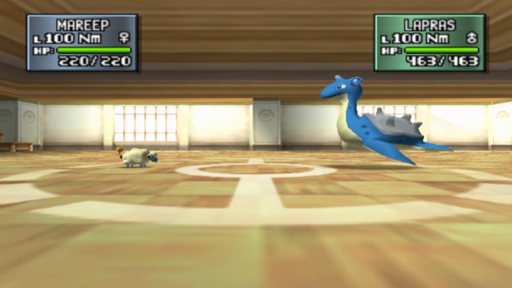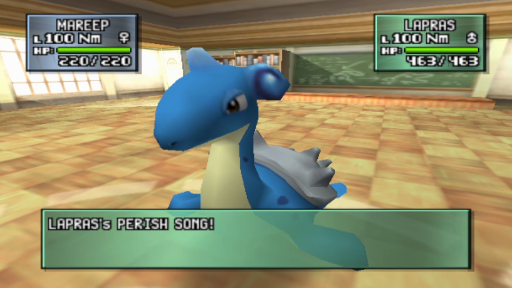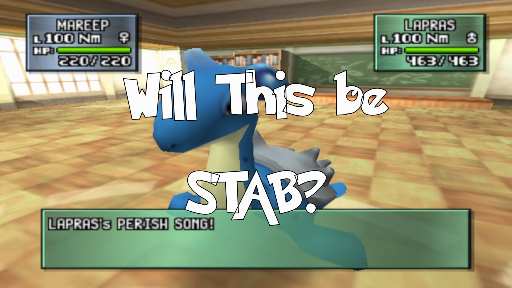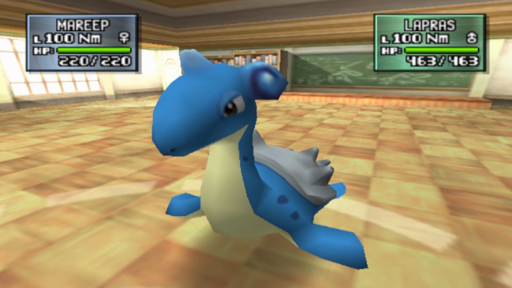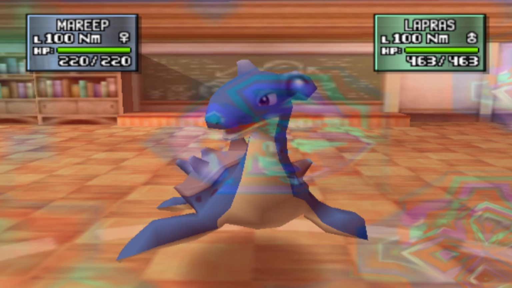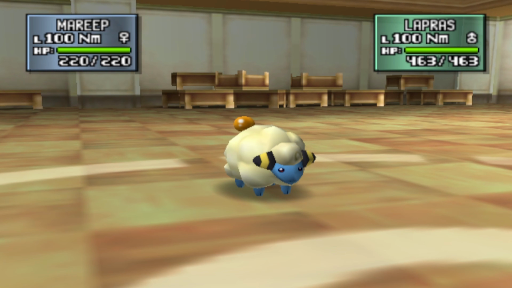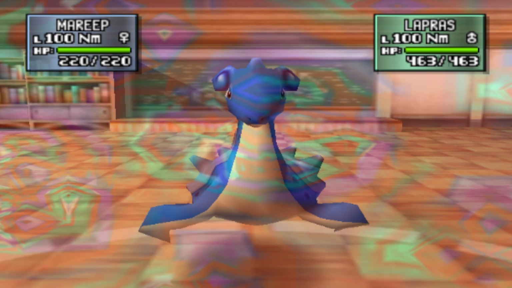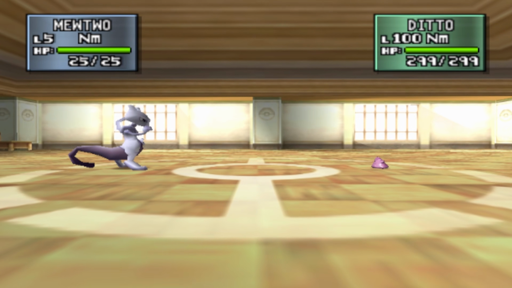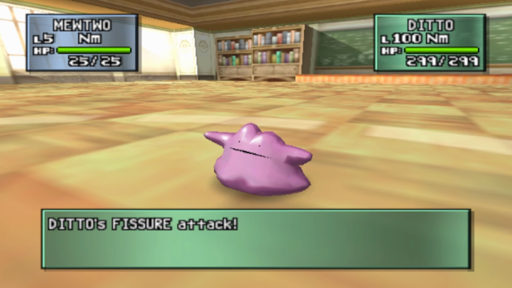Scenario. Lapras is about to use the move Perish Song. Will this be STAB? If you said no, then that means that you're correct and that you've probably watched a lot of Kaizo Ironmon streams. Go outside, nerd. Scenario. A Ditto is about to use the move Fissure somehow.